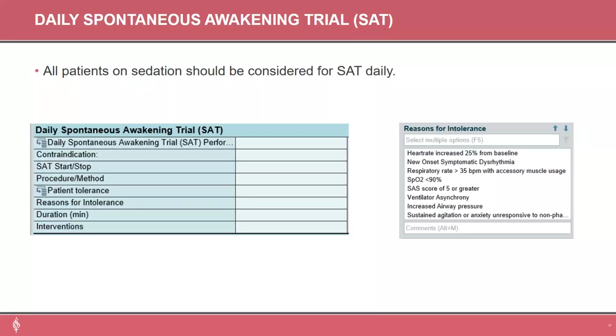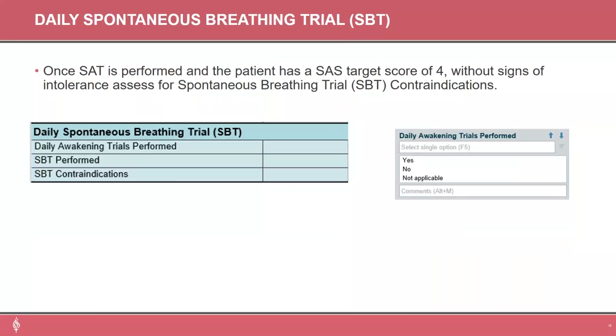While the patient is performing a spontaneous awakening trial, continue to monitor for signs of intolerance. If the patient has intolerance, insert a column and document which intolerance parameters were met in the reasons for intolerance row. If the patient fails a spontaneous awakening trial, document what time the SAT was stopped in the SAT Start-Stop row. Don't forget to document interventions in the Interventions row.